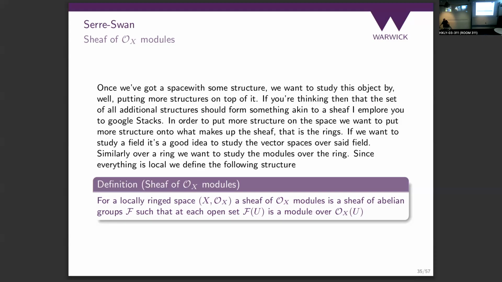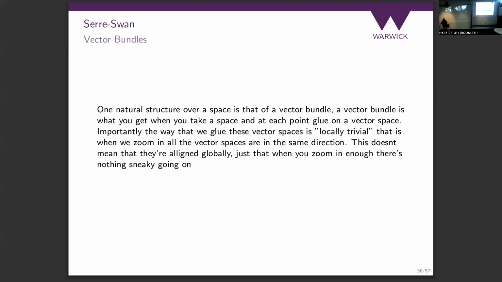Except now we're dealing with rings, so instead of having a vector space, we'll put a module over our ring. So we say a sheaf of OX modules is just a sheaf of abelian groups such that each thing is a module over the sheaf of rings. It's just the only thing you really can do.